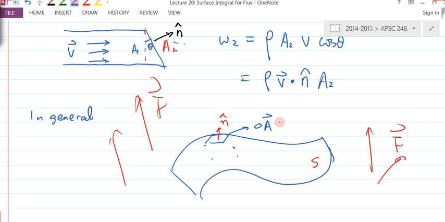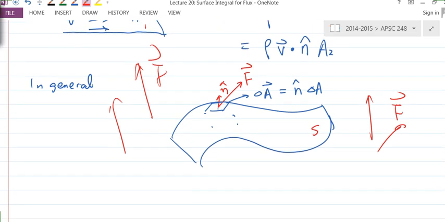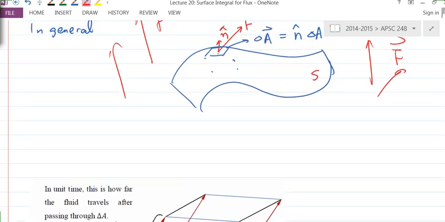So what is this delta A vector? This delta A vector has a magnitude of area delta A and an orientation given by n hat. That make sense? And at that particular location, you may have a vector field F maybe going this way. Who knows, maybe going this way. And then this is the next diagram.